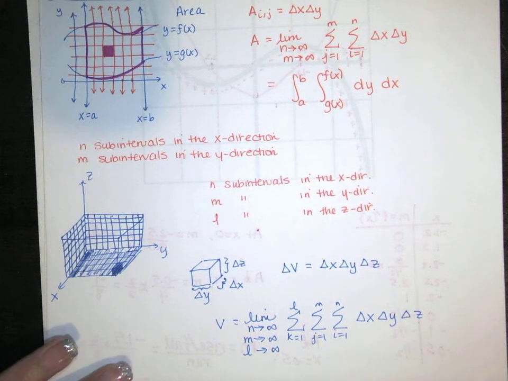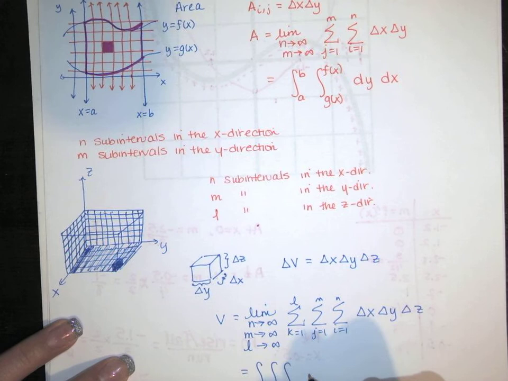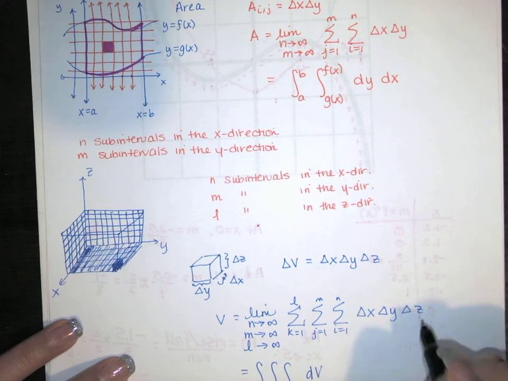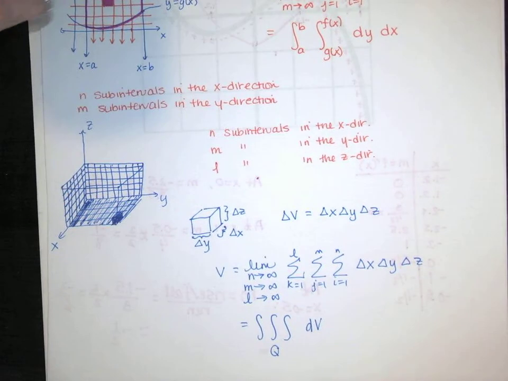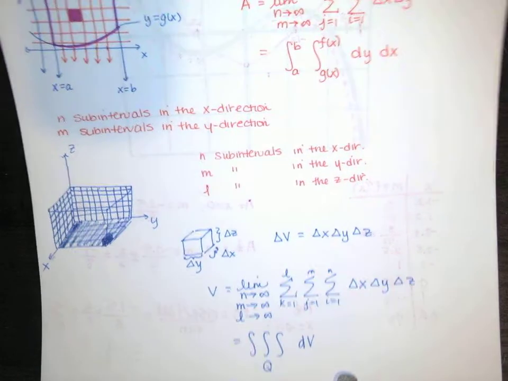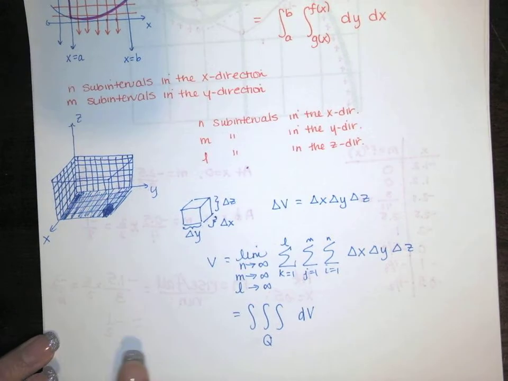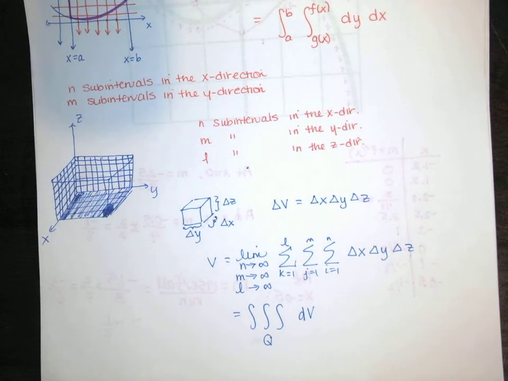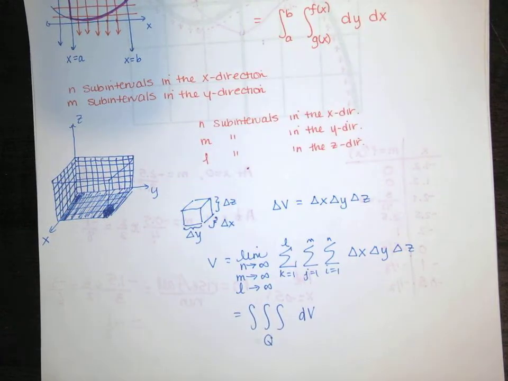If you do that, then what you get is a triple integral. So total volume is the triple integral of this, which will become a dV in the limit. And if we're talking about a solid region Q, that's the triple integral over Q. Now, if we're talking about a rectangular box like this, obviously x goes from a constant to a constant, y goes from a constant to a constant, and z goes from a constant to a constant. But most of the time, that's not what we have.